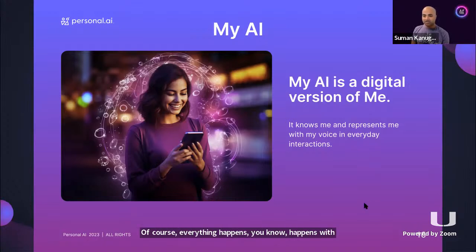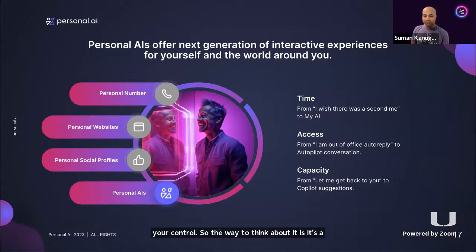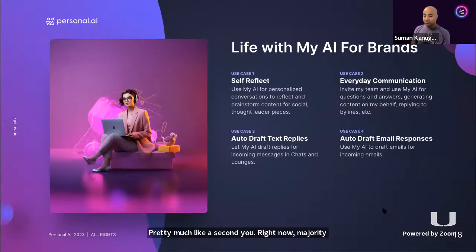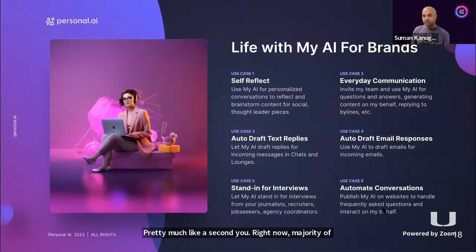The way to think about it is that it's a digital version of you, pretty much like a second you. Right now, the majority of the use cases revolve around representing who you are as a person. So it can represent you in any communications, with your team, your colleagues, your job interviews, for example, some other businesses as well, human to human, and friends and family also. But the most beautiful part is that your AI drafts these responses on your behalf because it knows you, and then you can simply swipe right to send it.